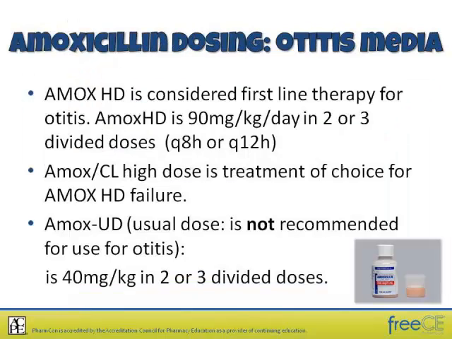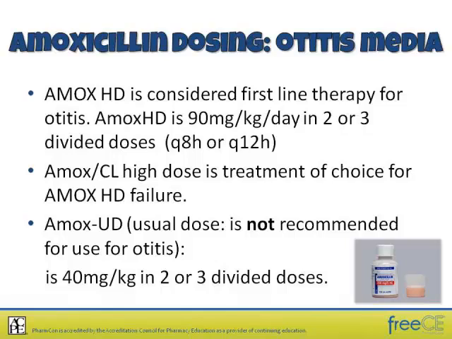Let's talk about amoxicillin dosing for otitis media. Amoxicillin HD or high dose is considered to be first-line therapy for otitis media. Amoxil HD is defined as 90 milligrams per kilogram per day in 2 or 3 divided doses, either every 8 or every 12 hours. The package insert, when you pull it for amoxicillin, is still recommending 20 to 40 milligrams per kilogram for amoxicillin for pediatric dose. That is no longer recommended, and for about the past 7 or 8 years, only Amoxil HD has been considered as first-line therapy.